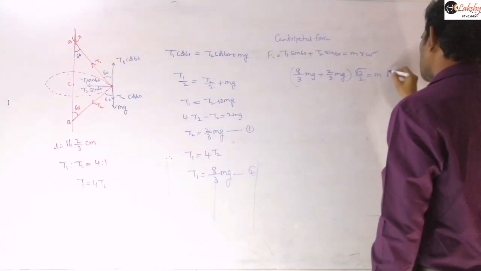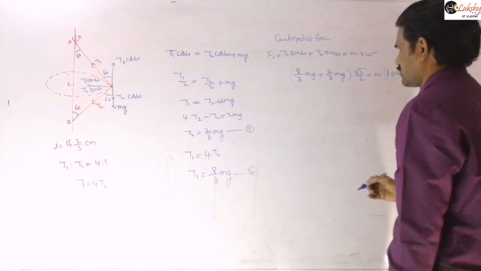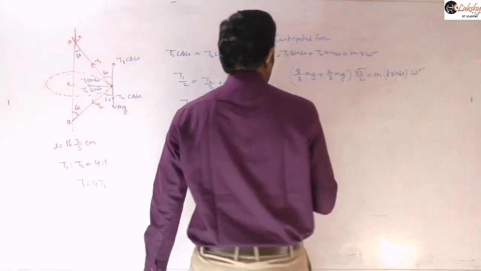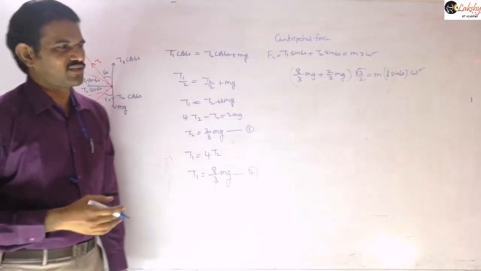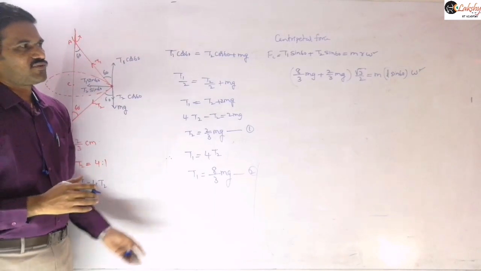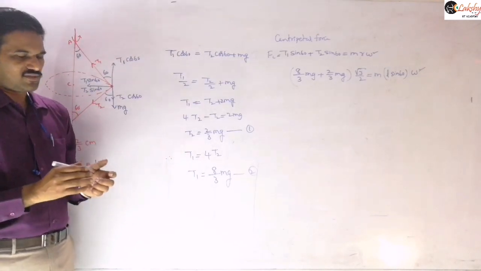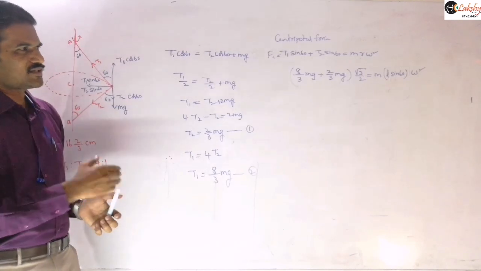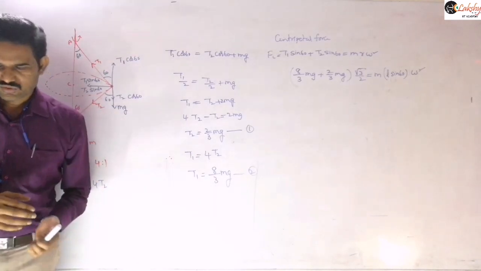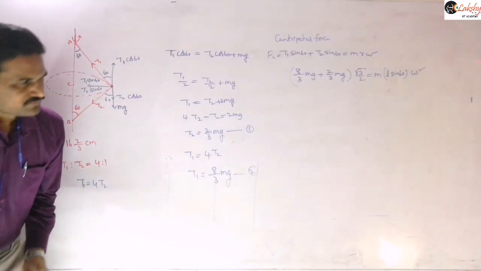So L sin 60 into omega square, now we can write. Now we can simplify these equations and do the further calculation. Finally, substitute and find that omega value. Take the G value as 9.8 so that you will get that omega value, right?